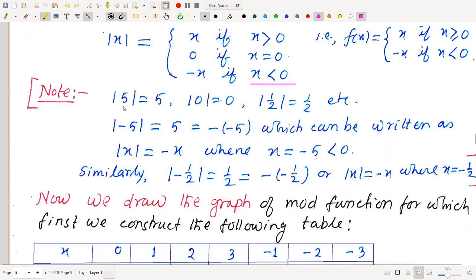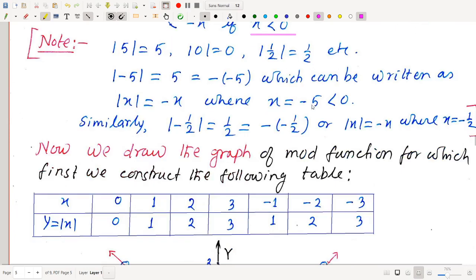As an example, I have set it like that. Mod 5 is 5, since x is 5, positive, so mod 5 is 5. Mod 0 is 0, mod half is half, etc. Now, mod minus 5 is 5 because we have to take the absolute value, the magnitude. Now, this 5 I can write as minus of minus 5, which can be written as mod x equal to minus x. See, if you take minus 5 as x, then automatically minus x will be 5. So that's why mod x equal to minus x when x is negative. Here x is minus 5, negative. Similarly, mod minus half will be half, and that half I can write as minus of minus half. Again I can write mod x equal to minus x, where x is minus half.